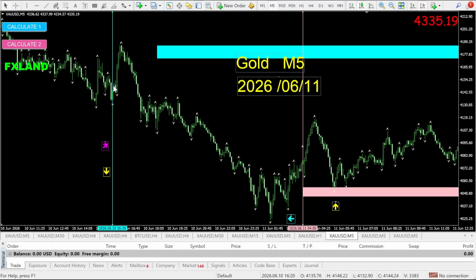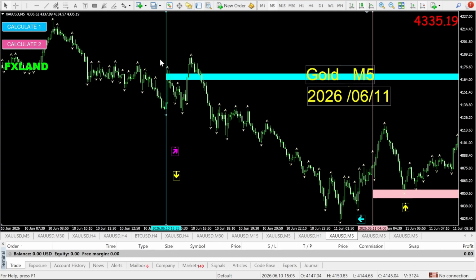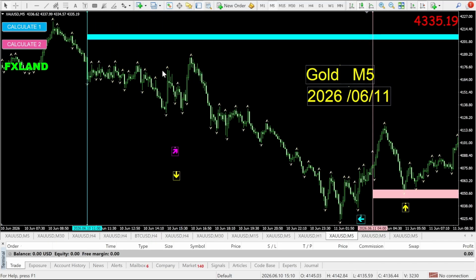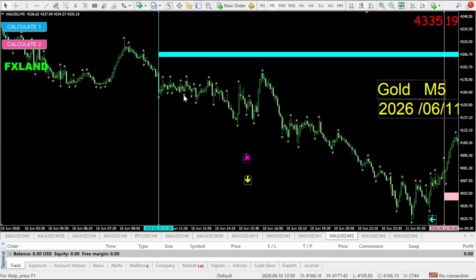This was a brief introduction to how to enter trades and use the Smart FXLand indicator on the gold M5 time frame. In future videos, I will introduce more FXLand tools and show you how they can improve your trading performance.